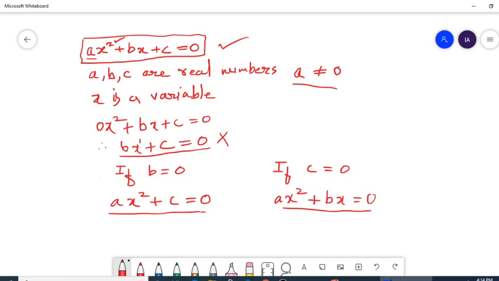So hope it is clear what is required for being a quadratic equation: the highest degree of the equation should be 2. A quadratic equation must have two sides, left hand side and right hand side. On left hand side you will get three terms: ax square plus bx plus c, where a, b, c are any real number and x is a variable.